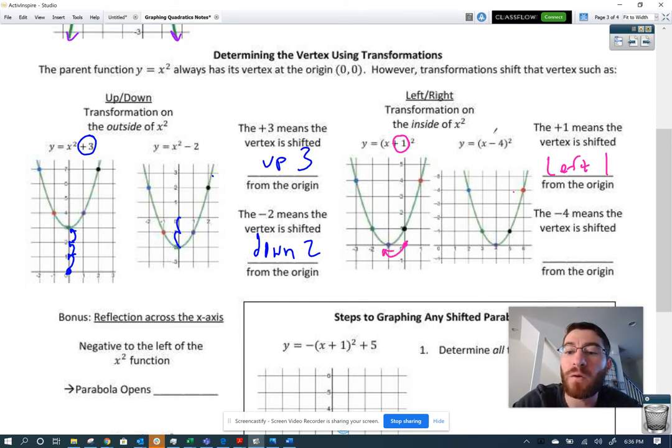The -4 in the next one means right 4. So we usually start at the origin 1, 2, 3, 4, and now we're here. And then you can still do your 1, 2, 4 pattern, and then you can recreate your parabola.